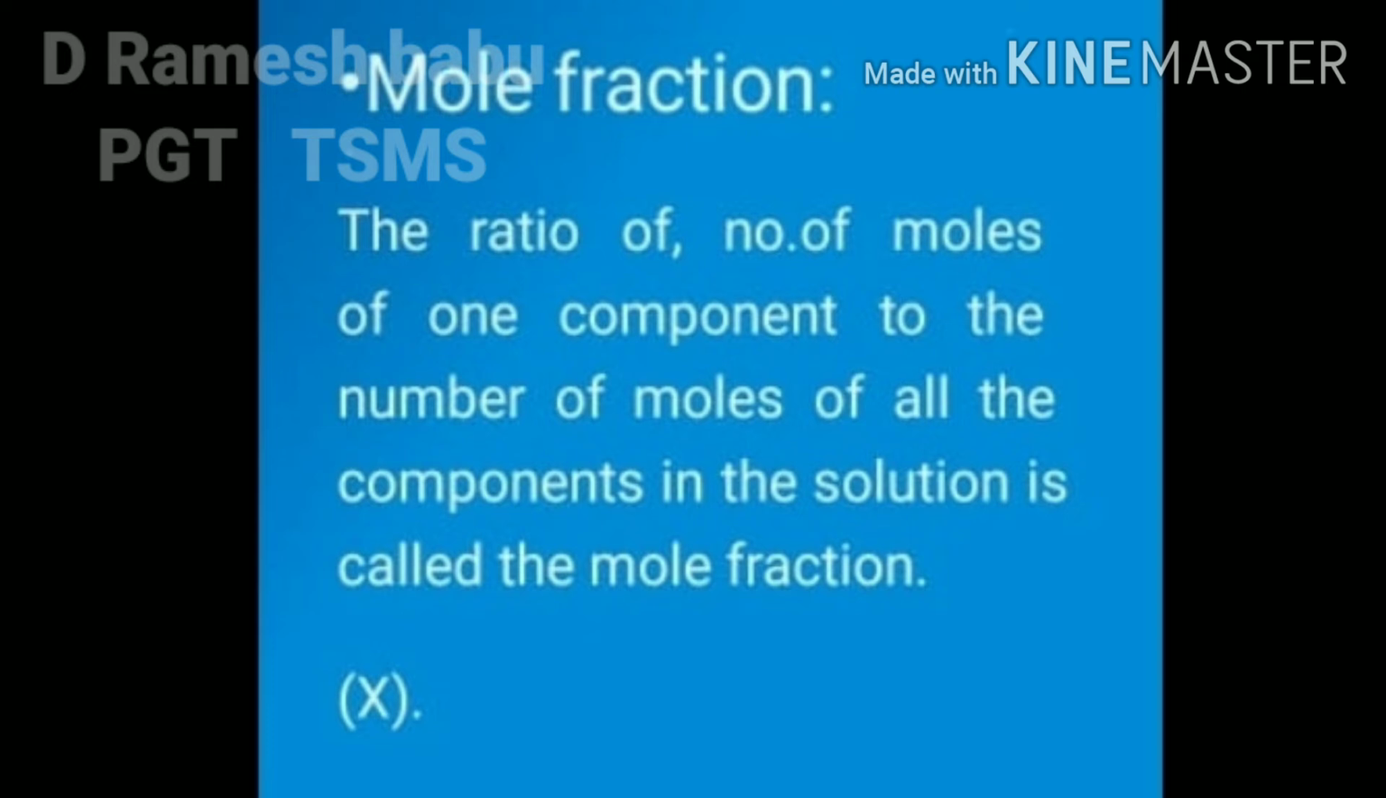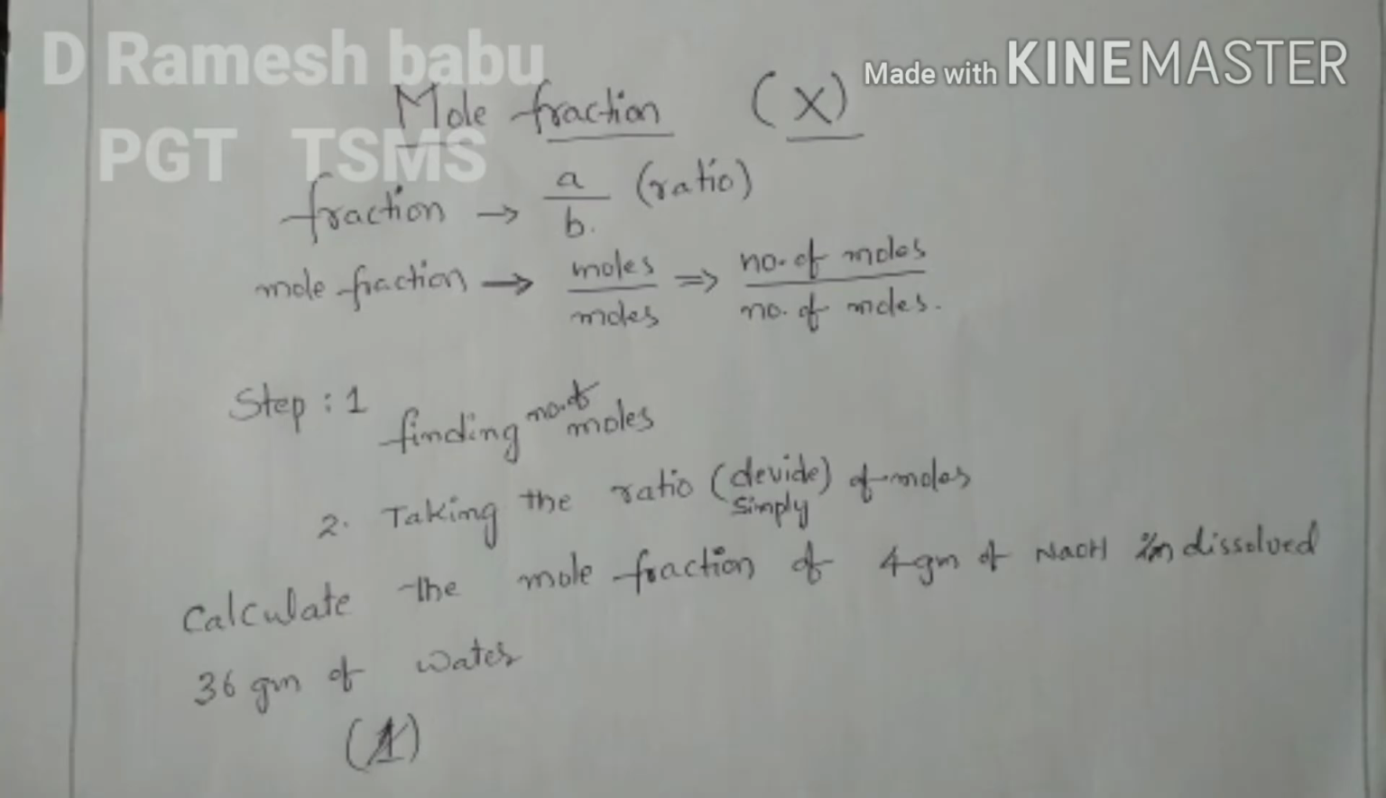Next comes one more important expression for concentration, that is mole fraction. The ratio of the number of moles of one component to the number of moles of all the components in the solution is called the mole fraction. As you already know from maths, a fraction is simply a ratio written in the form a by b, and when divided we get some value. So mole fraction means simply moles by moles. To calculate, we have 2 steps. First, finding the number of moles of the given components. After finding the moles individually, just substitute the data and take their ratio.